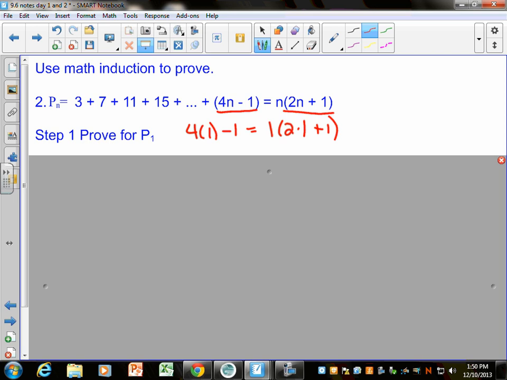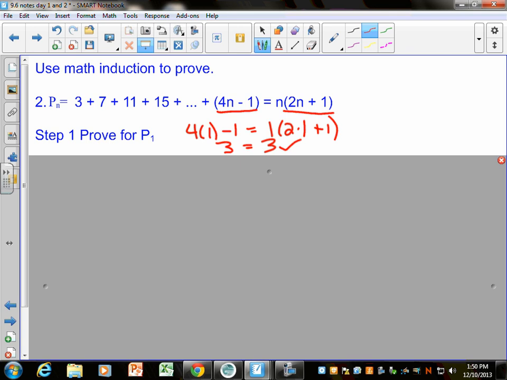And when I plug 1 in there, I get that the first term is 3. The first term is 3. And if I do 1 on this side, I get 2 plus 1 is 3 times 1. 3 equals 3, which means I just did step 1. It worked for the first number. With me so far?